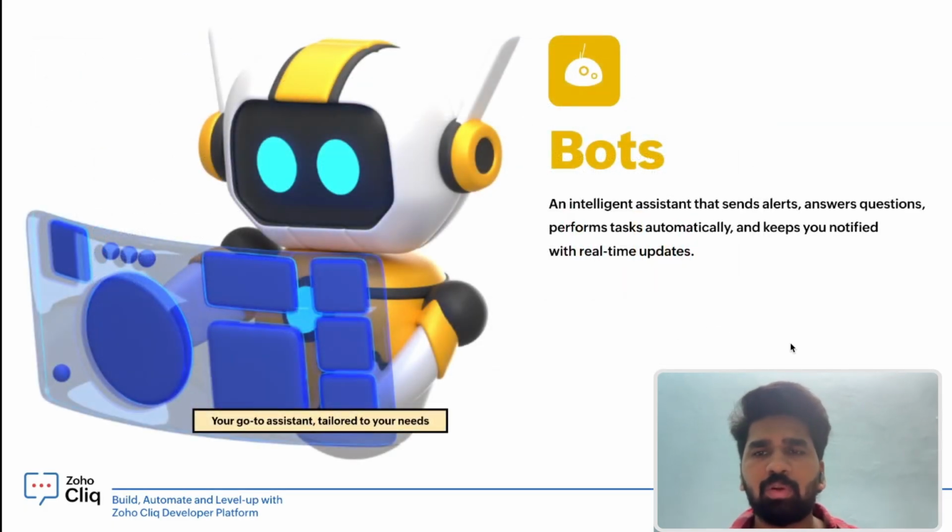Next is bots. So imagine having your own personal robot assistant in Cliq, one that not only listens to you but also gets things done automatically. That's exactly what a bot is in Cliq. Bots are like smart robots or conversational agents that you can talk to. They can get your inputs from you, fetch information, or even perform tasks on your behalf without lifting a finger.